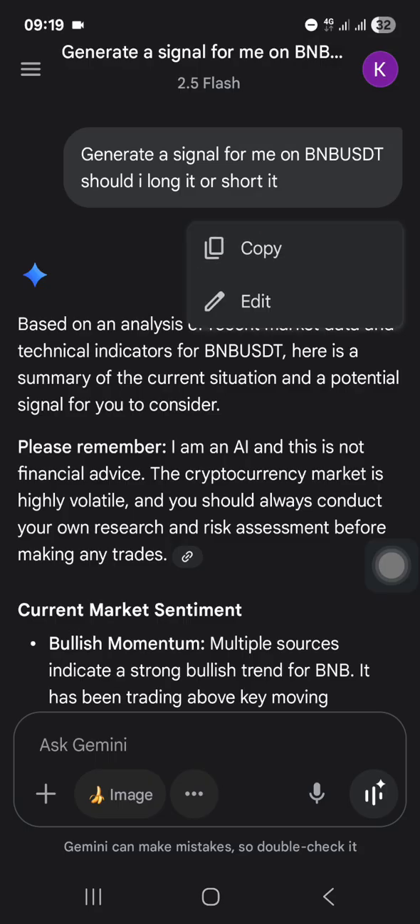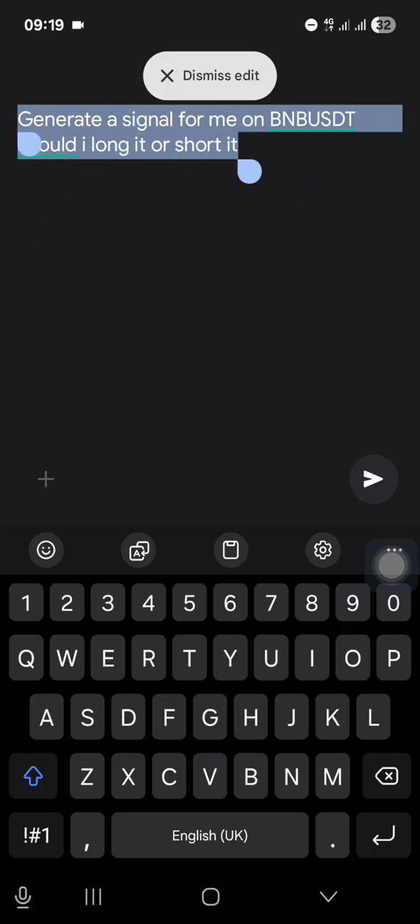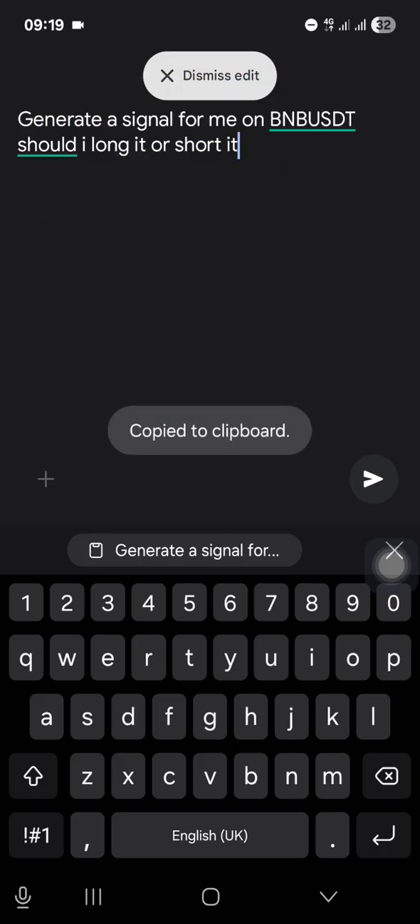Now, let's do the same thing. Let me copy this same prompt I used here. Let me use it on ChatGPT and let's see what it's going to tell me on ChatGPT. Wow, this is amazing.